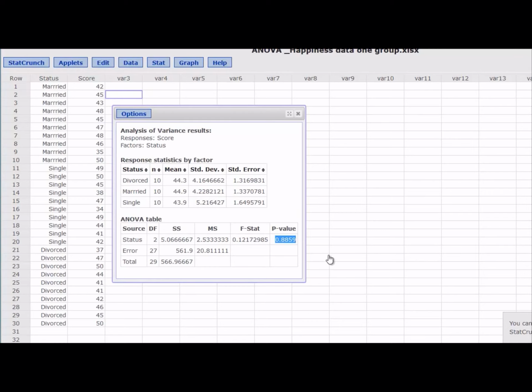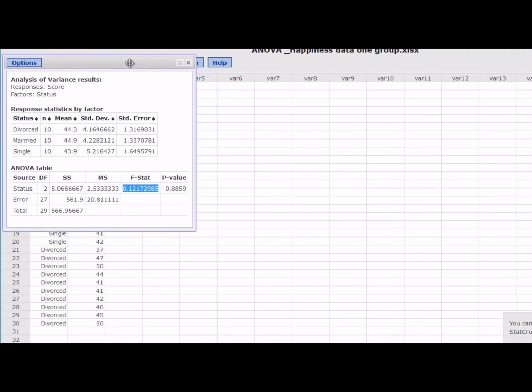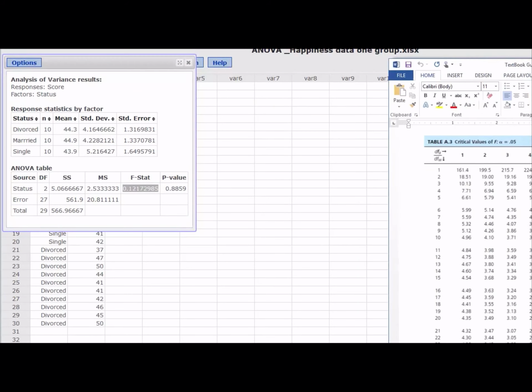So from here you can see in our happiness example we have a very large p-value, 0.88, which is way above 0.05. And again, this is the probability of seeing this value of test statistic or higher in our sample test. Here we have a very small F statistic, which corresponds again to our non-significant value. If we go to our table, we can compare this F statistic to our critical value in the table, just as we've done for our other tests.